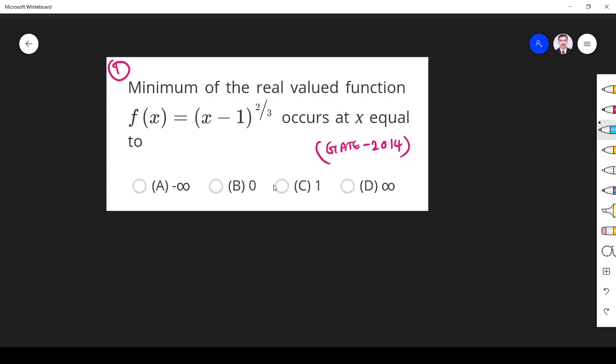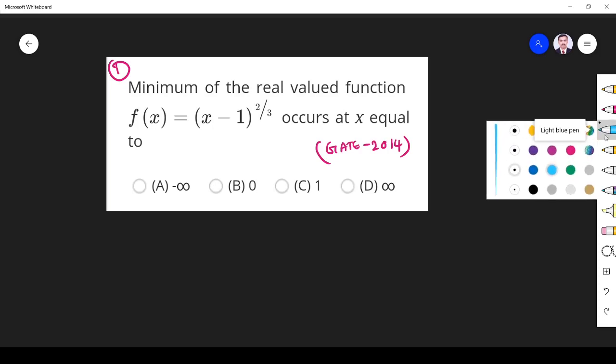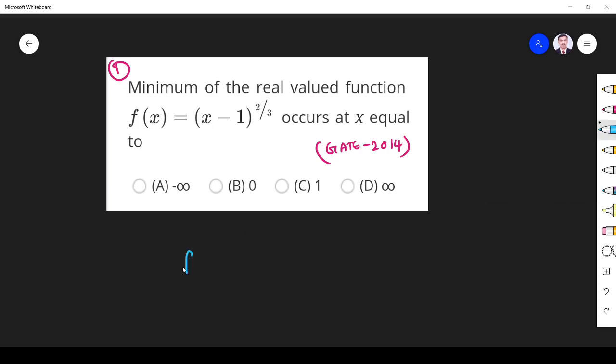The minimum of the real valued function f of x equals (x minus 1) to the power 2 by 3 occurs at x equals dash. I request you to see my video on maxima and minima, then only you will understand the procedure of the problem. So before watching this video, please refer to my video on maxima and minima.